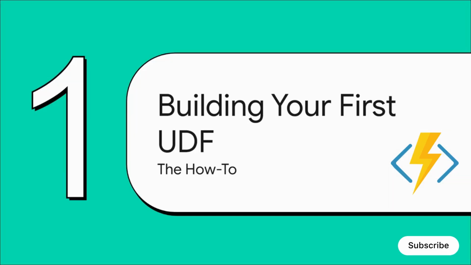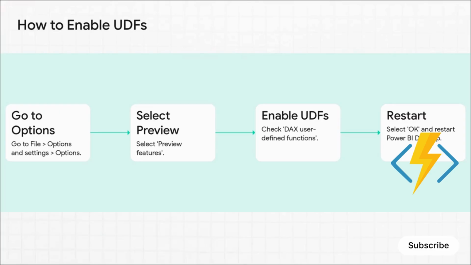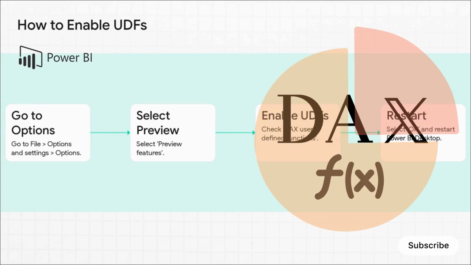All right, so you're probably thinking, how do I do this? Let's get our hands dirty and build our first one. I'll walk you through it. Okay, first things first. This is a preview feature, so you have to switch it on. It's super simple. Just pop into your options, go to Preview Features, find DAX User-Defined Functions, and check that box. Hit OK, give Power BI a quick restart, and boom, that's it. You only have to do it once.